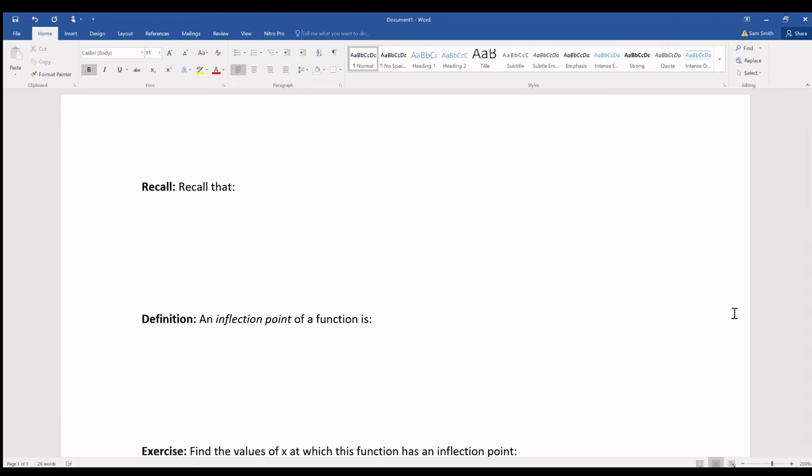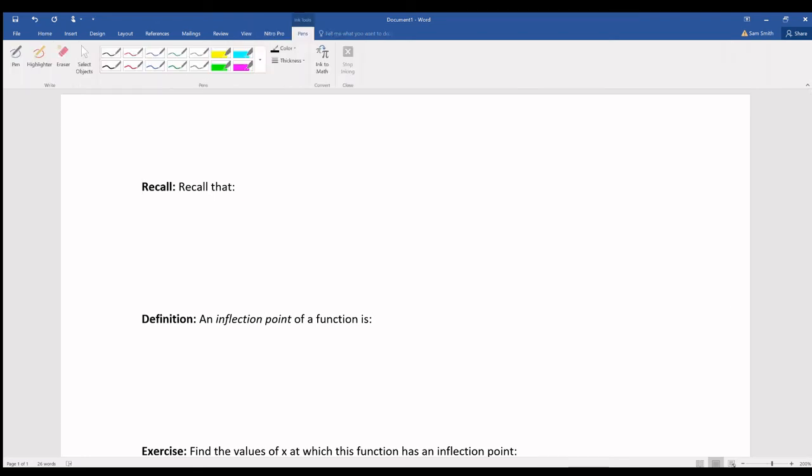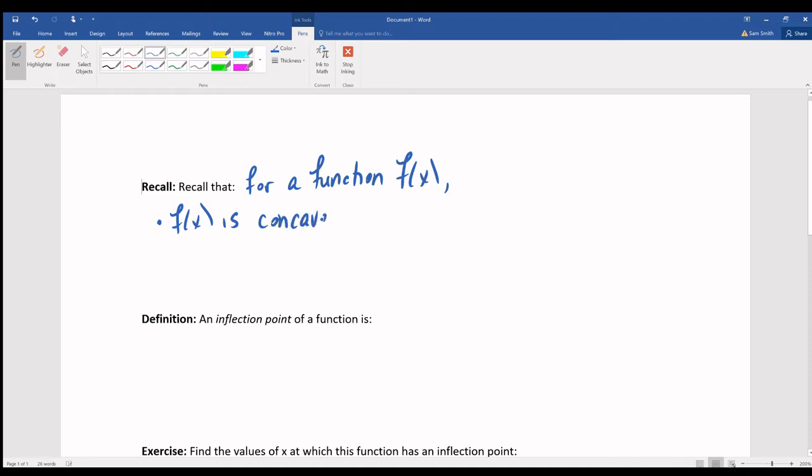All right, folks, so today let's talk about inflection points for a function. To begin with, let's just recall the definitions of concave up and concave down for a function. So recall that for a function, let's call it f of x, f of x is concave up at a point x equals a if you take the second derivative and plug in that x value, you get a positive result.